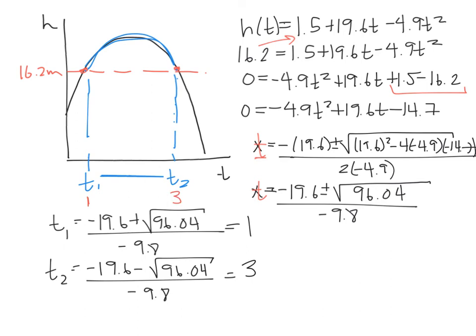So the question is, for how long is it above this height here? And that answer is, well, it's above that between second 1 and second 3. So that means it's up there for 2 seconds. So our change in t is going to be our t2 minus our t1. And our change in t is going to be 3 minus 1, which is going to be 2. So therefore, the ball would be above this height for 2 seconds.